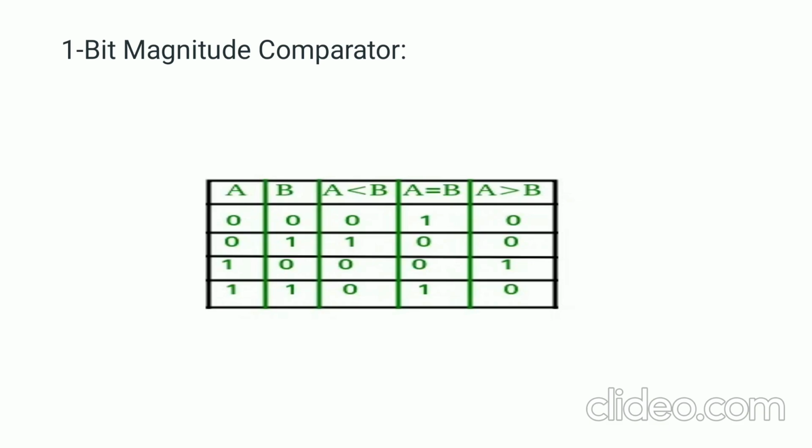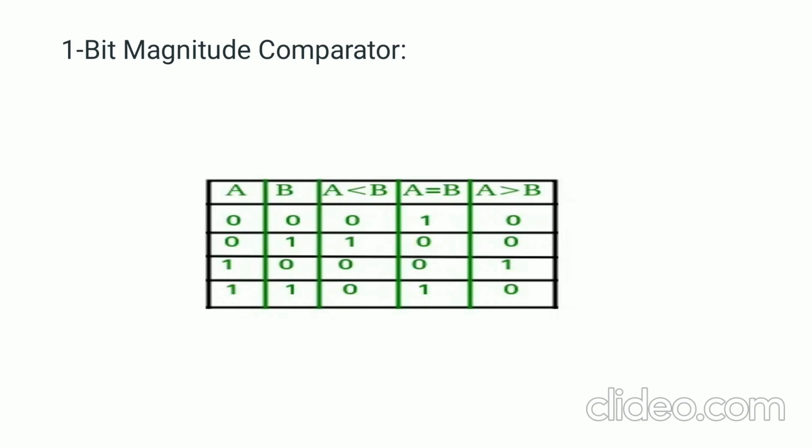In the next case 1, 0, A has high value and B has low value. So A greater than B gives high output 1, and the remaining values A less than B and A equal to B are 0. In the last case of the truth table of the 1-bit magnitude comparator, 1, 1, A and B have the same value 1. So A equal to B produces the result 1. The remaining outputs produce the result 0.